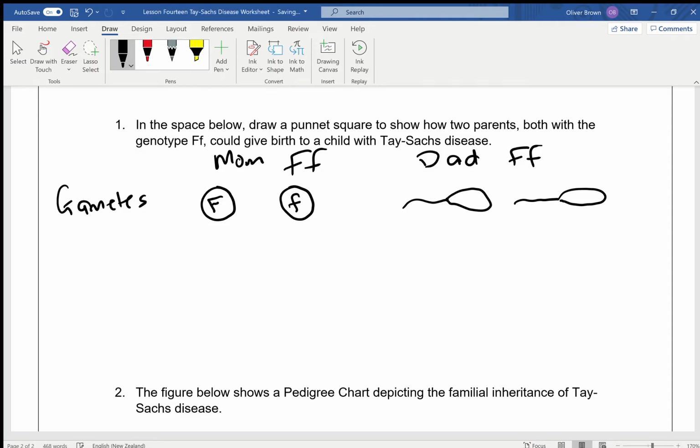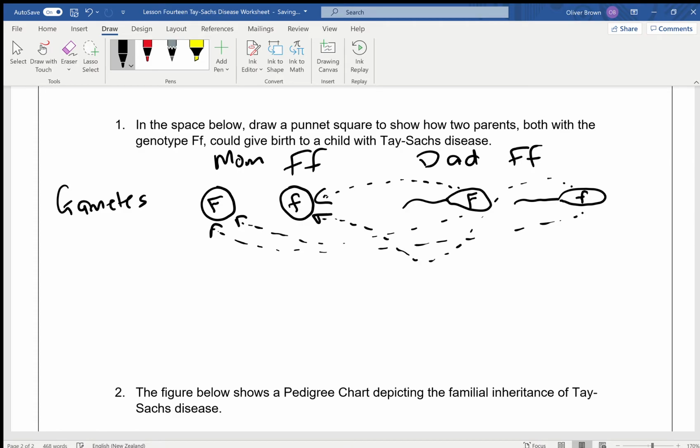The dad, same idea. When he produces sperm, he can either produce sperm which carry one copy of the big F allele, the functional hexa enzyme, or the sperm can carry one copy of the little f allele. And so when you think about the Punnett square, what you should be thinking is that either this sperm cell fertilizes that egg, this sperm cell fertilizes that egg, this sperm cell fertilizes that egg, or this sperm cell fertilizes that egg. Okay, and that's how you should be thinking about it.